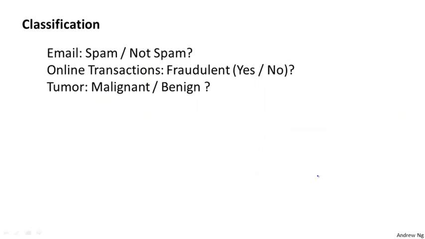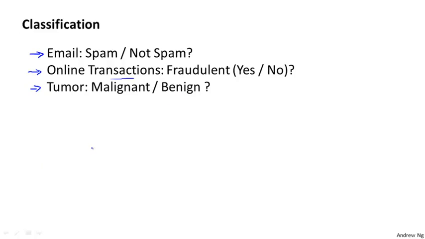Here are some examples of classification problems. Earlier, we talked about email spam classification as an example of a classification problem. Another example would be classifying online transactions. So if you have a website that sells stuff, and you want to know if a particular transaction is fraudulent or not, whether someone is using a stolen credit card or has stolen the user's password, that's another classification problem. And earlier we also talked about the example of classifying tumors as cancerous, malignant, or as benign tumors.